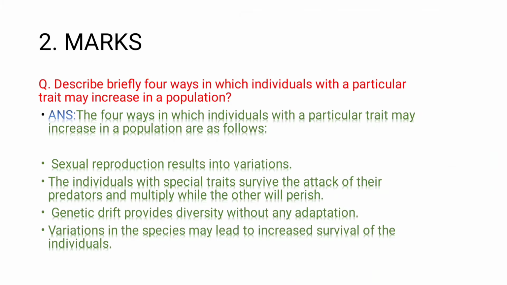Now we will see very important 2 marks questions. Let us study a few important questions. It is mostly asked in exams: describe briefly 4 ways in which individuals with a particular trait may increase in a population.